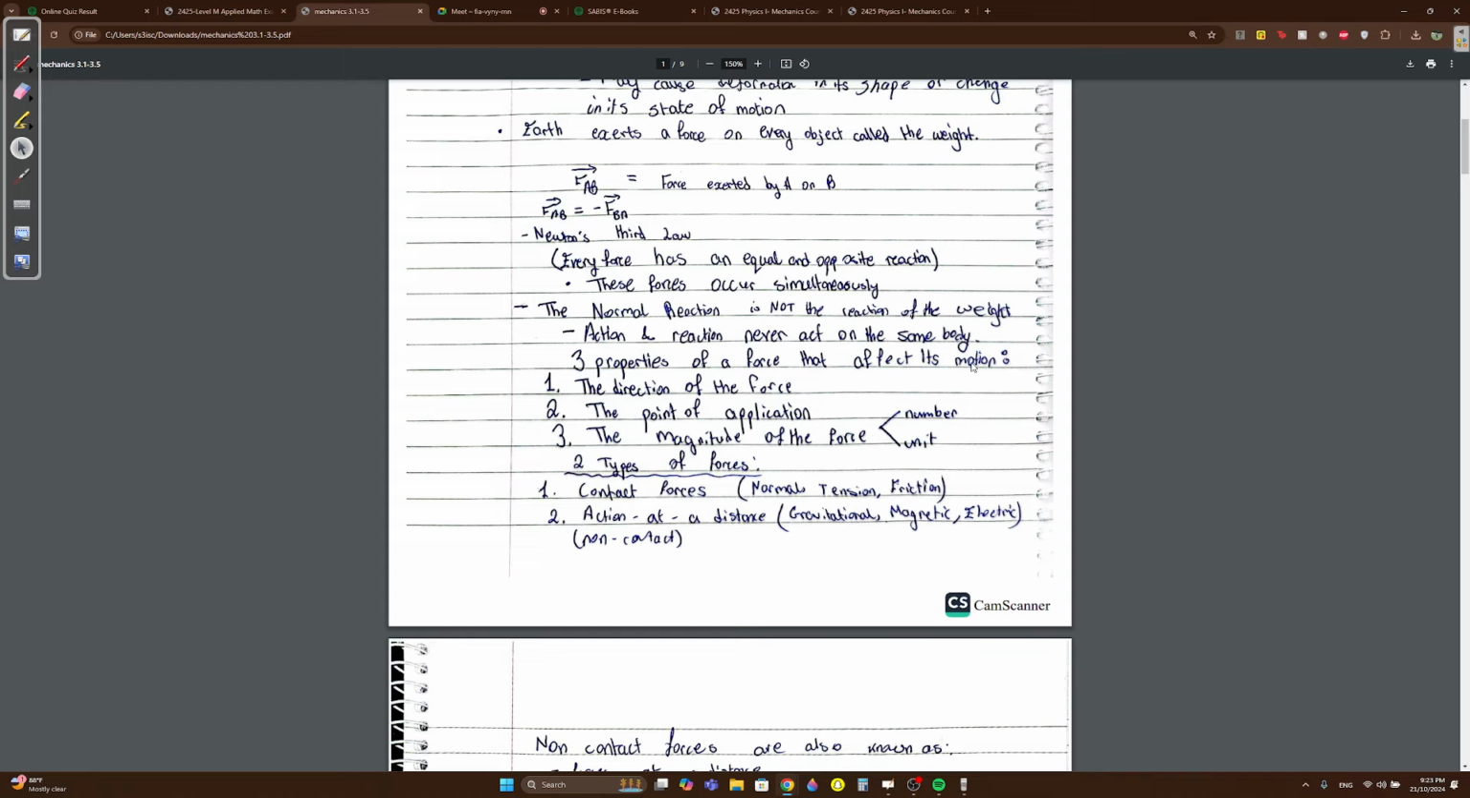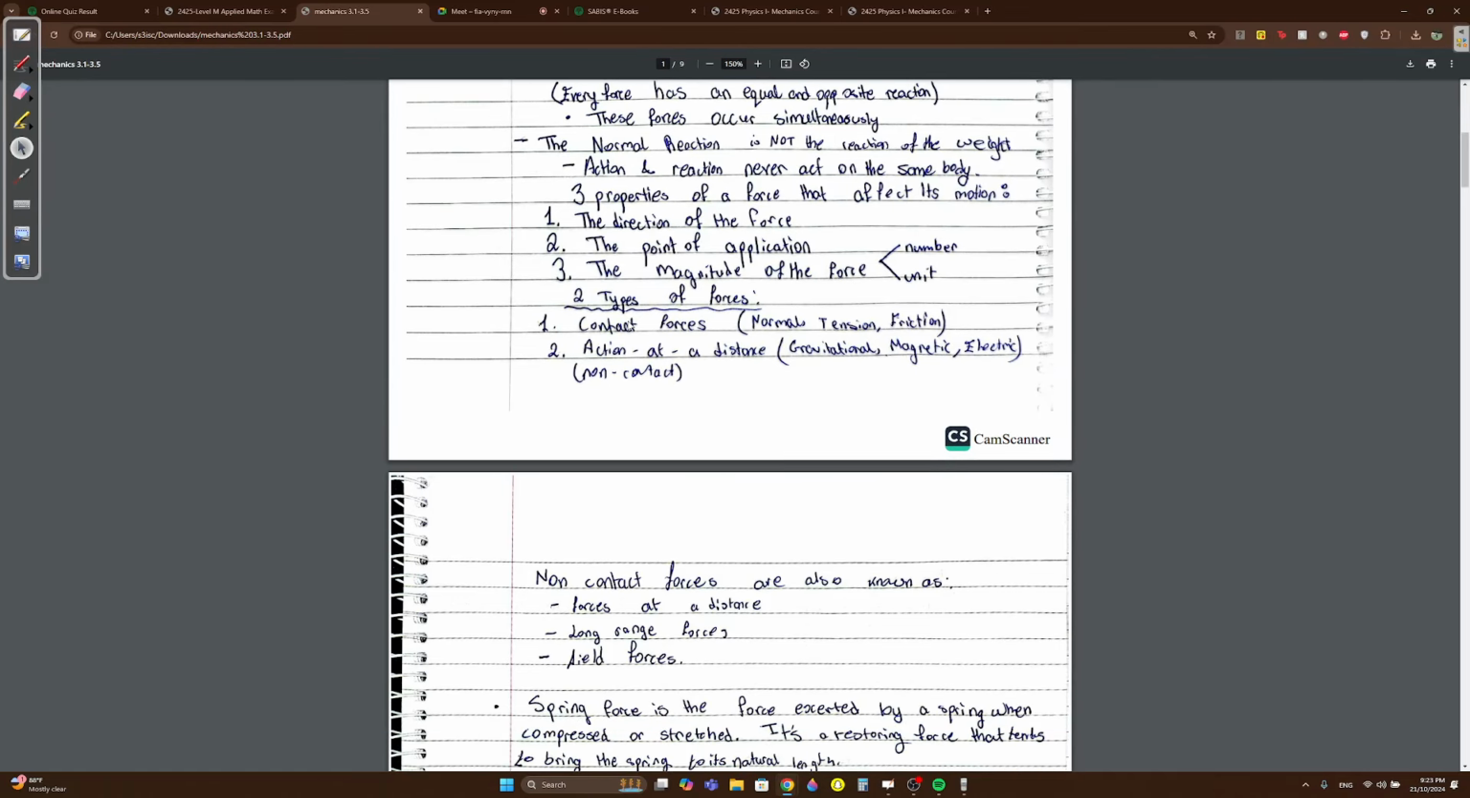There are three properties of a force that affect its motion. A force can have a direction. A force can have a point of application, where you are applying the force. And the magnitude of a force. The magnitude is composed of a number and a unit. You can't just say 6, you have to say 6 newtons, right?